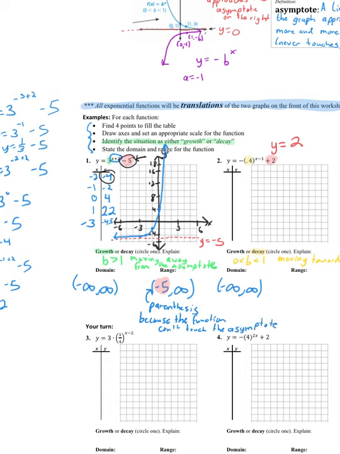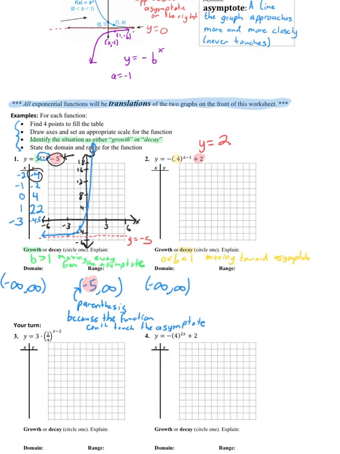So -5 is not included. So we can't touch the asymptote, so it's not included. So that's really important to make a note there. That in these functions, we're never going to include the asymptote. We always do a parentheses to open to represent that this function can't touch that value.